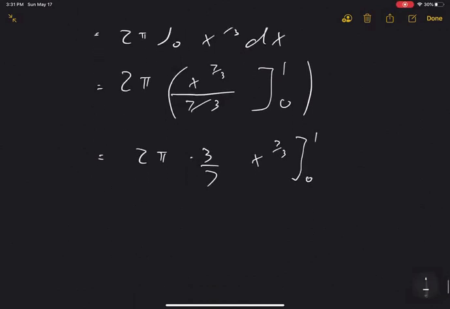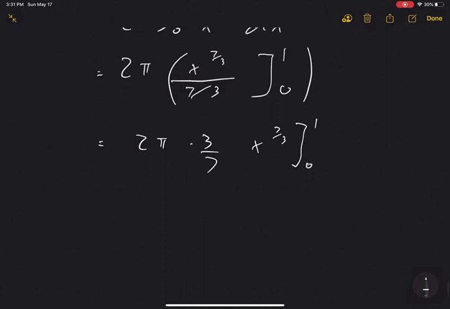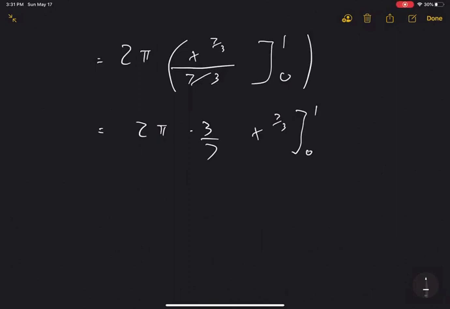So I have 2 pi times 3 over 7, x to the power of 7 over 3 from 0 to 1. Plugging in 1, I get 1. Plugging in 0, I get 0. So my answer is just 6 over 7 pi. And that should be my volume.